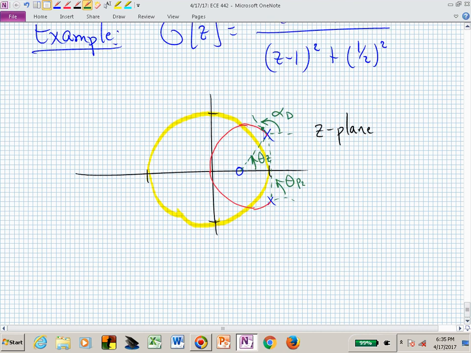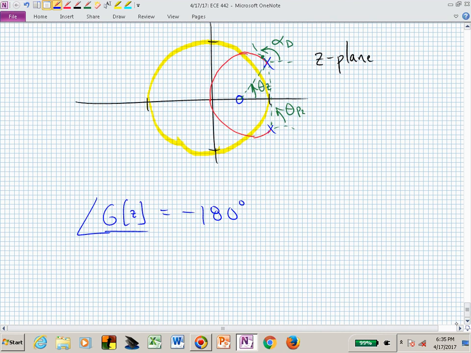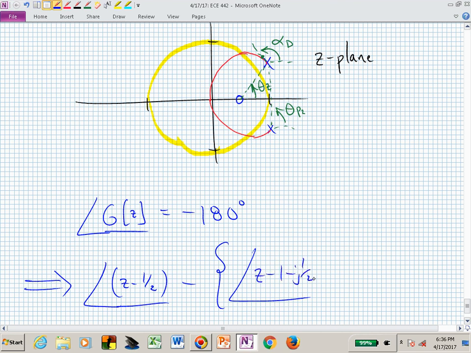Because I know that if I'm on the root locus, what do the angles have to sum to? Minus 180 degrees. The phase angle condition tells me that the angles of the poles and zeros of g of z need to sum algebraically to minus 180. That's now saying that I have the angle of the zero factor minus the angles of my poles. I have an angle at z minus 1 minus j 1/2. That's the pole in the first quadrant, and I want to find its angle, plus the angle z minus 1 plus j 1/2.